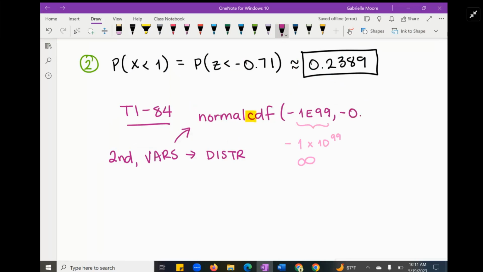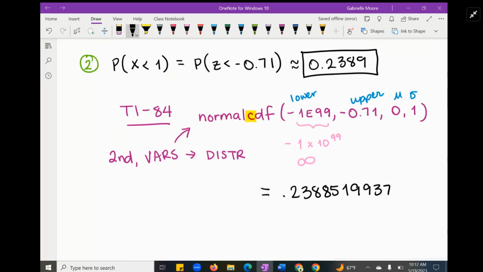And then we're going up to the value that we found for the Z-score. So here's our lower bound, which is virtually into infinity, and then the upper bound goes up to negative 0.71. And then finally, we have the mean and the standard deviation. Now I will write out real quick what it actually comes out to. This is what you could say is the exact value, and it may keep going, but it's 0.2388.